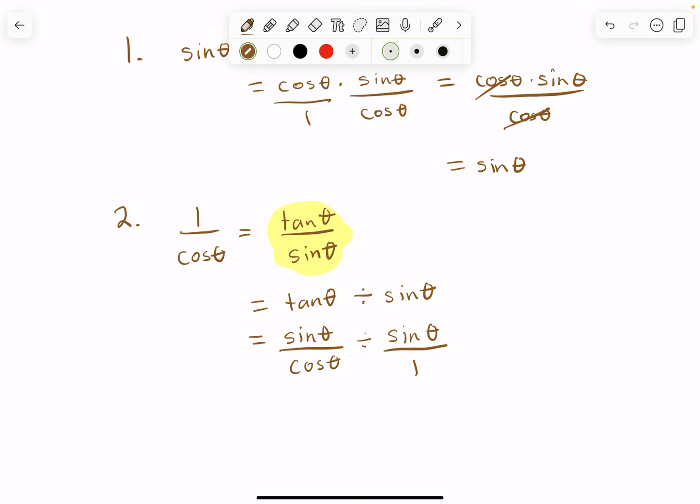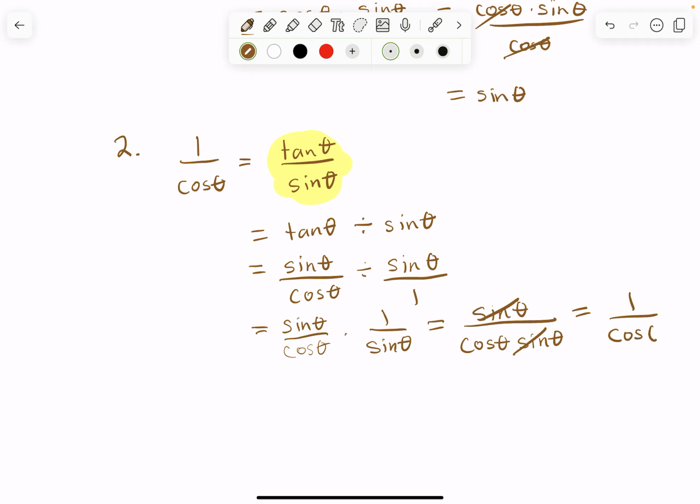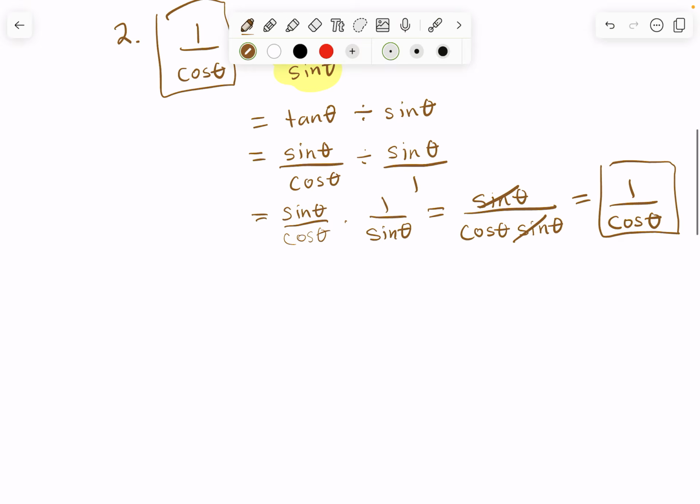And now, this is the part you got to remember. So you're dividing fractions, and whenever you divide fractions, you need to multiply by the reciprocal. And then when you multiply fractions, you multiply across. And then sine divided by sine is just the number 1. And once again, you see that we have the same results. All right. Number 3.